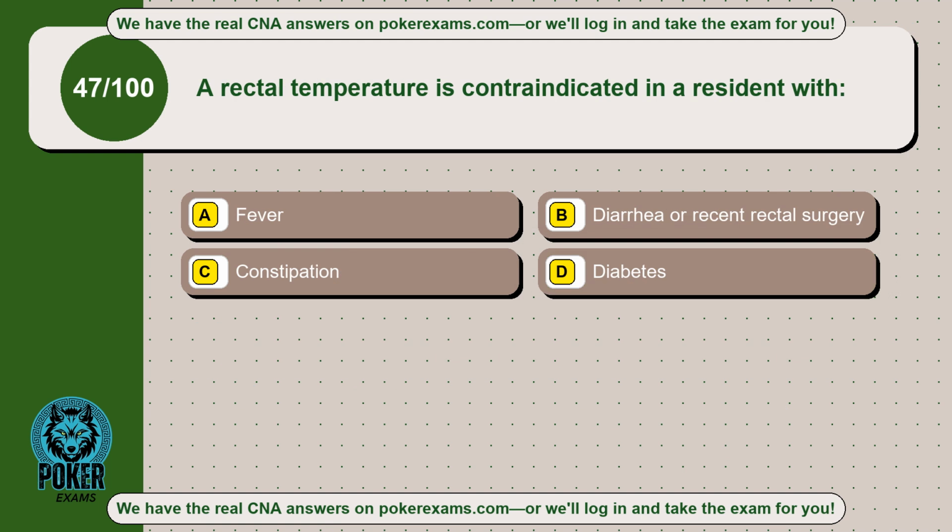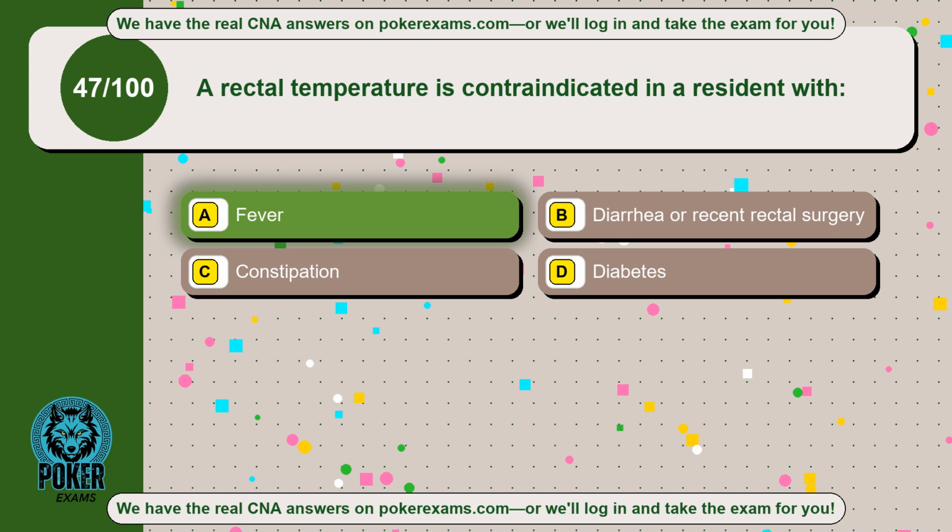Question 47. A rectal temperature is contraindicated in a resident with Option A, fever. Option B, diarrhea or recent rectal surgery. Option C, constipation. Option D, diabetes. The correct answer is option A.